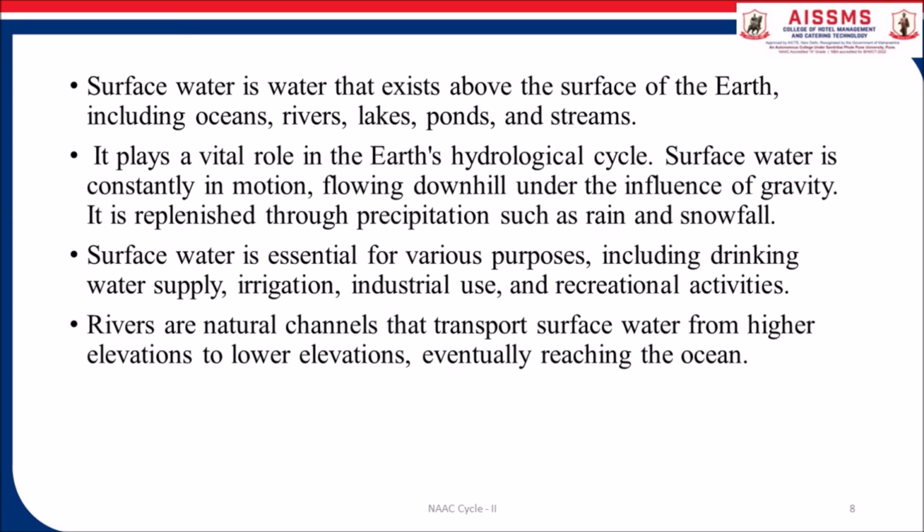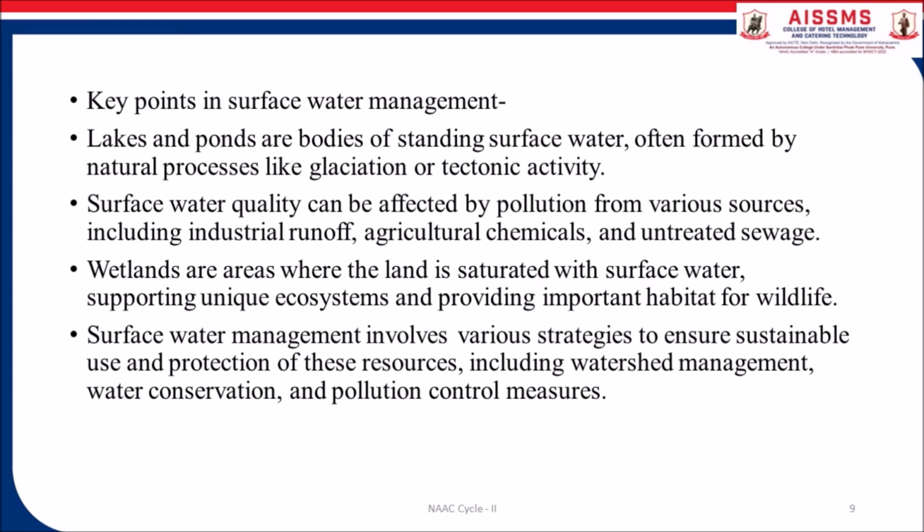Surface water is essential for various purposes, including drinking water supply, irrigation, industrial use and recreational activity. Rivers are natural channels that transport surface water from higher elevation to lower elevation, eventually reaching the ocean. Some of the key points in surface water management. Lakes and ponds are bodies of standing surface water, often formed by natural processes like glaciation or tectonic activity.